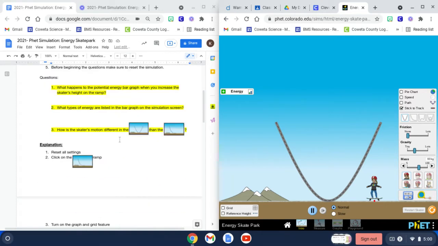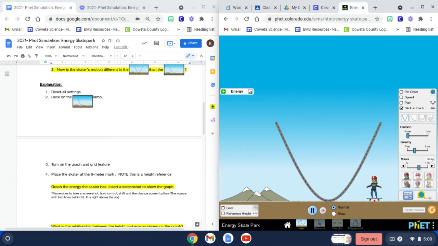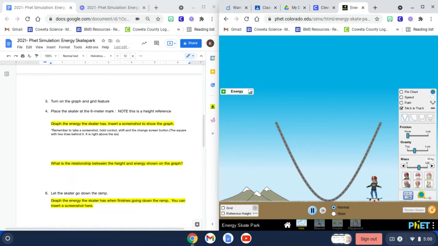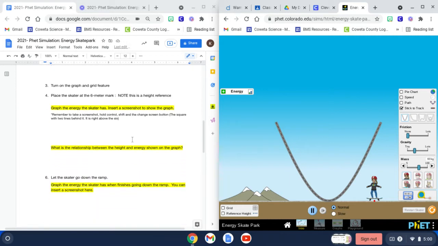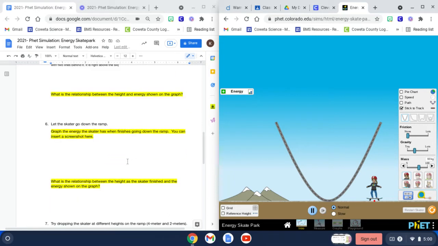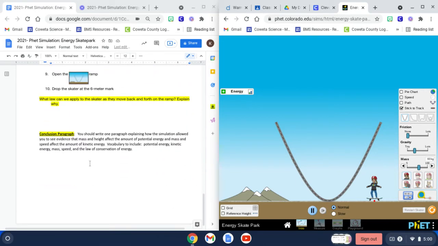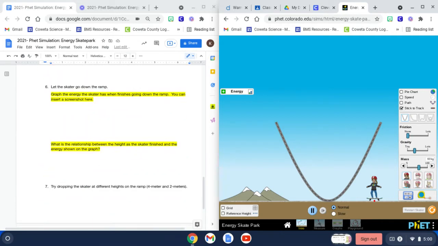As you look through the document, you'll see questions that are highlighted in yellow. This is where I expect to see answers. Underneath everything that is highlighted in yellow is something that I want you to answer. If it's not highlighted in yellow, it's a guiding step, so steps that you have to follow. Make sure everything that is yellow has an answer underneath it, including your conclusion paragraph, which should be 4 to 5 sentences.